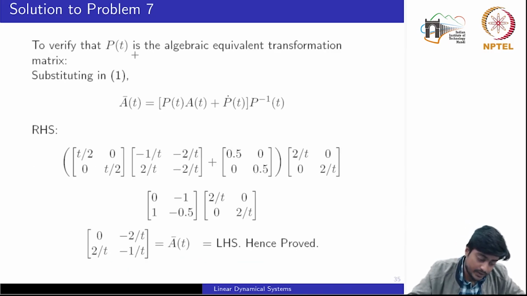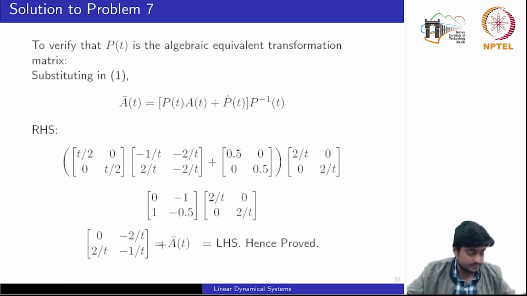Now to verify that P of t is the algebraic equivalent transformation matrix, substituting in 1 we obtain this A bar as this one. It is P of t, A of t, plus the derivative of P multiplied by the P inverse. After doing the simplification, we finally obtain this A bar, meaning that the P matrix is basically a transformation matrix for the time varying system.